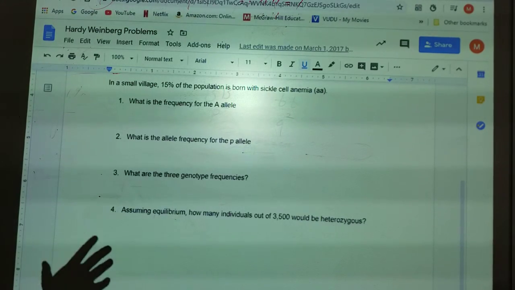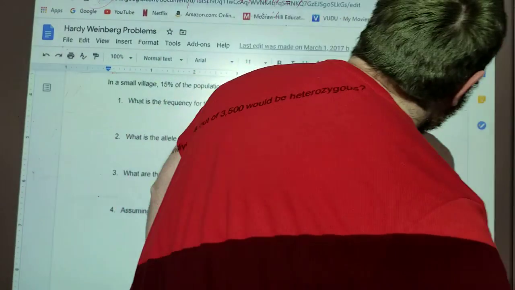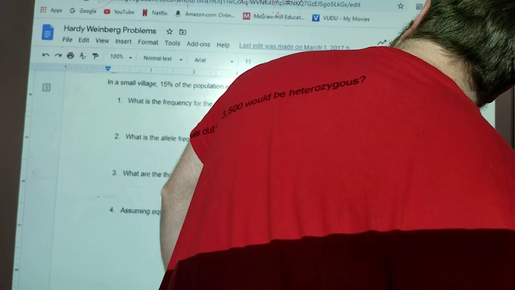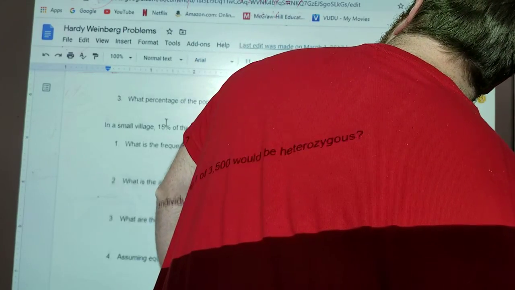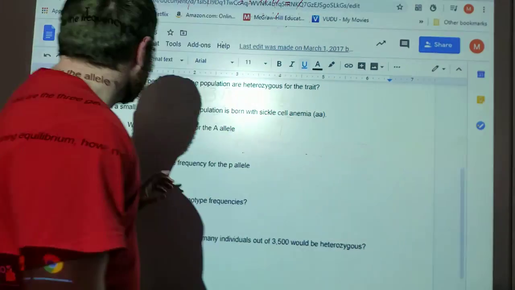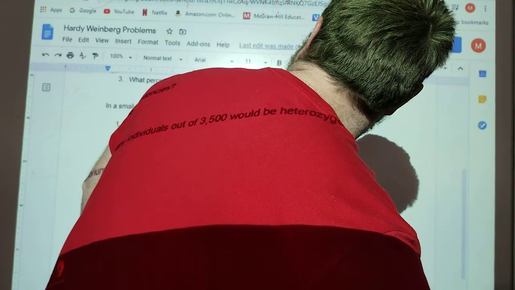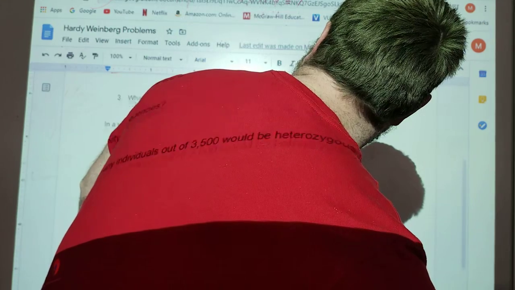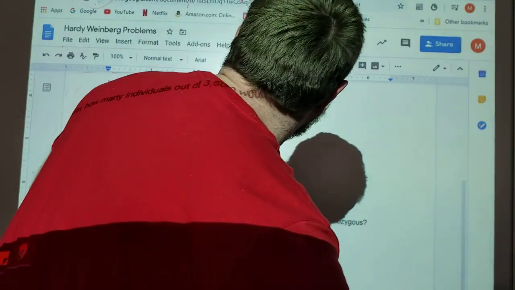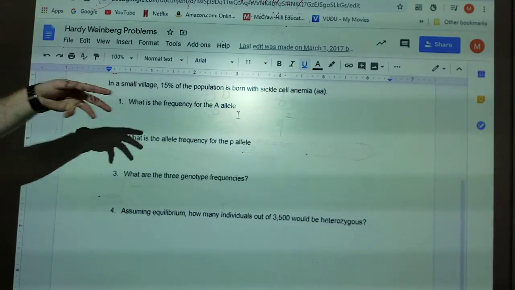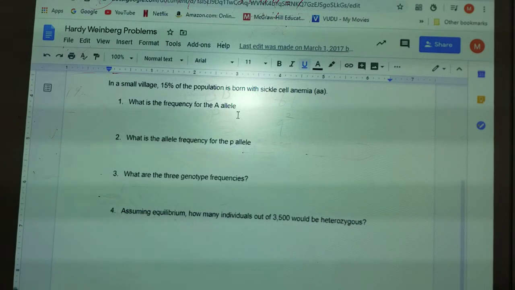But what I want you guys to do is get this down, okay? So if you haven't, hopefully you can see everything on here, okay? So, actually, I guess you don't need that top portion. So it says, in a small village, 15% of the population is born with sickle cell anemia.